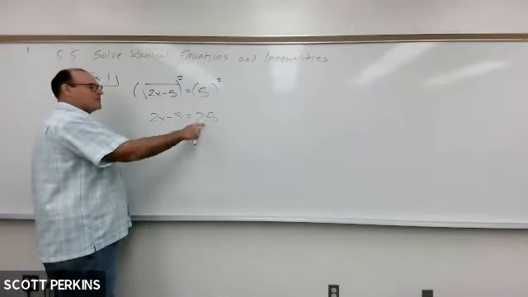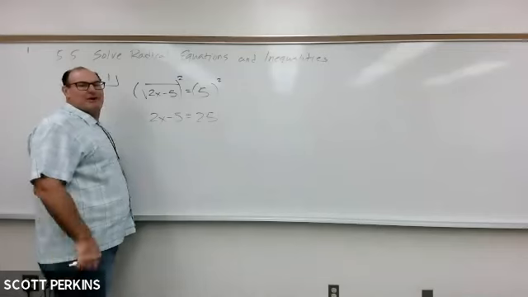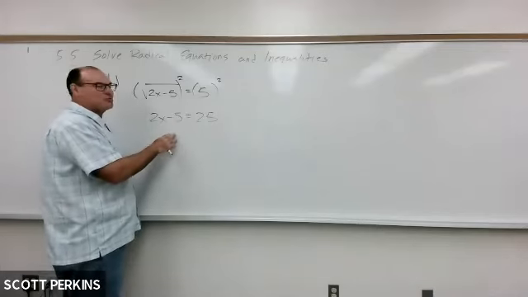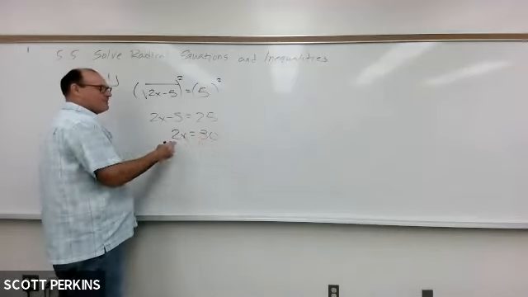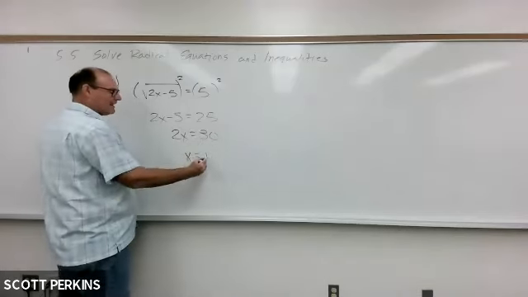So what I'm going to do now is solve this. We've been solving linear equations since day one. This should not be too traumatic. I'm going to add 5 to both sides and get 2x equals 30. I'm going to divide both sides by 2, and I get x is 15.